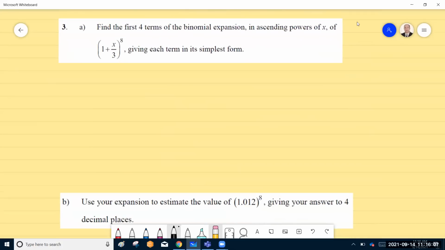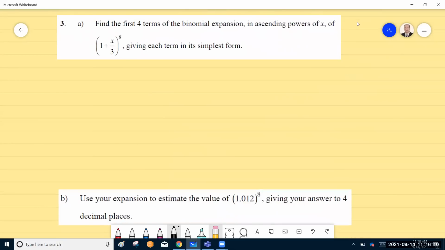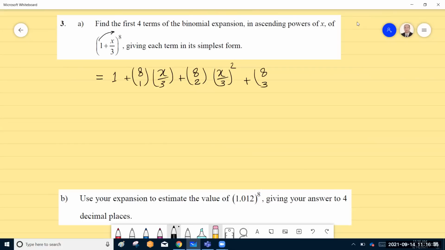Number 3. Find the first 4 terms of the binomial expansion in ascending powers of x. Just apply the formula you know or you studied. The first term is always 1. 1 raised to any power will be 1. Plus 8C1 times x over 3, plus 8C2 times (x over 3) squared, plus 8C3 times (x over 3) to the power 3, plus, and so on until the last term, (x over 3) to the power of 8.